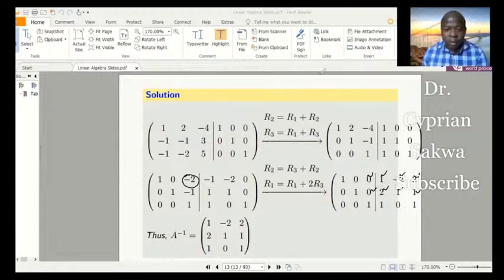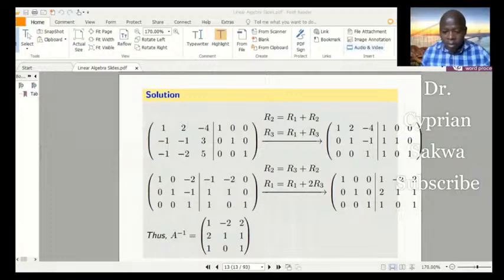So we've achieved what we wanted, because you notice that the first matrix here has become the identity matrix. And so we said, once this becomes the identity matrix, whatever shall be here will be the inverse of matrix A. So in other words, the inverse of matrix A is this matrix: 1, negative 2, 2, 2, 1, 1, 1, 0, 1. This is the inverse. The method that will be used is row reduction or Gauss-Jordan.